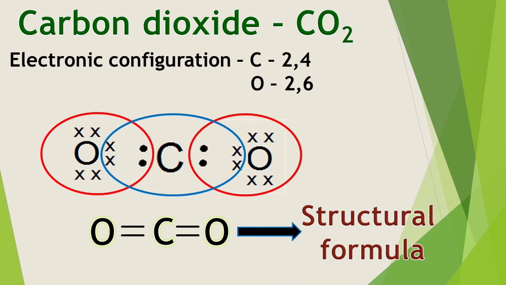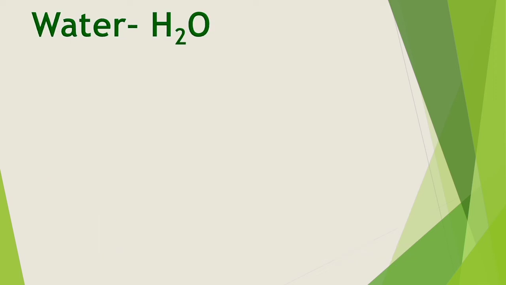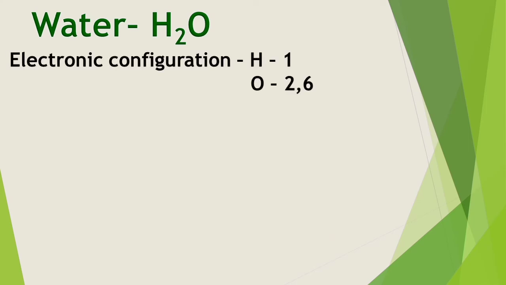The second example that we are going to learn is the formation of water. Water is made up of the elements hydrogen and oxygen. The electronic configuration of hydrogen is 1 and oxygen is 2, 6. So here also from the formula we can understand that there are 2 hydrogen atoms and 1 oxygen atom. Now the oxygen atom requires 2 electrons while the hydrogen atom requires only 1 electron to complete the octet configuration.